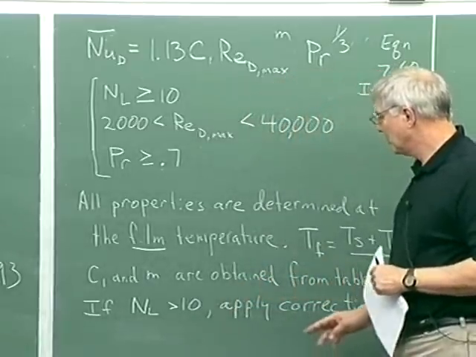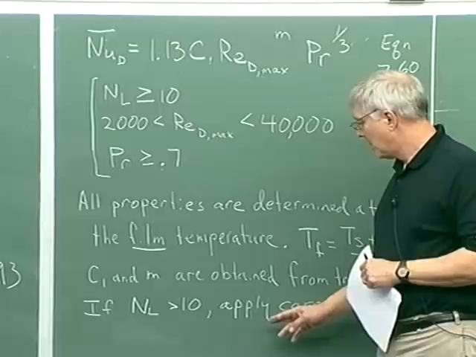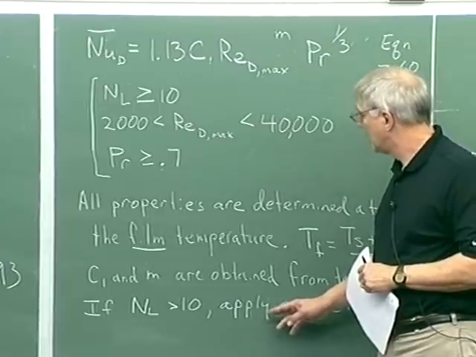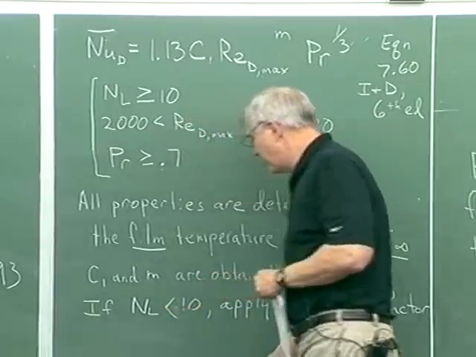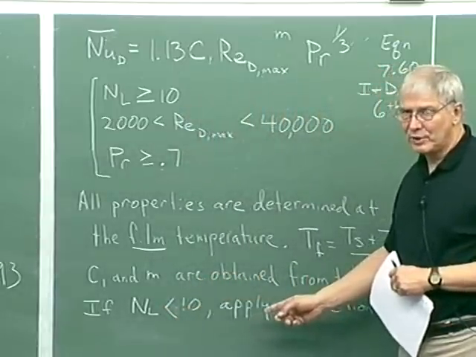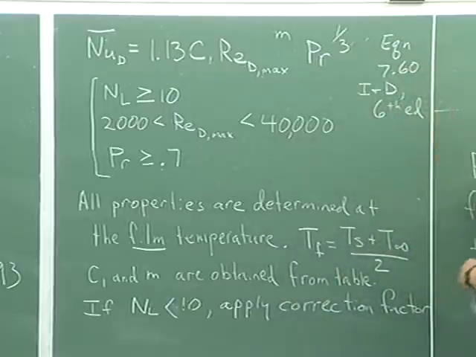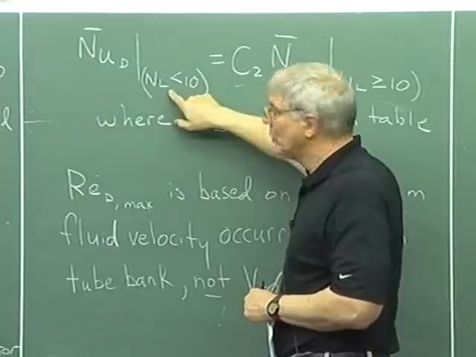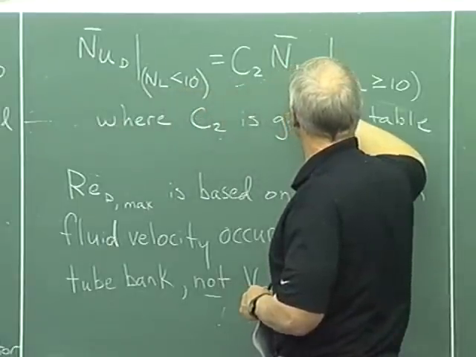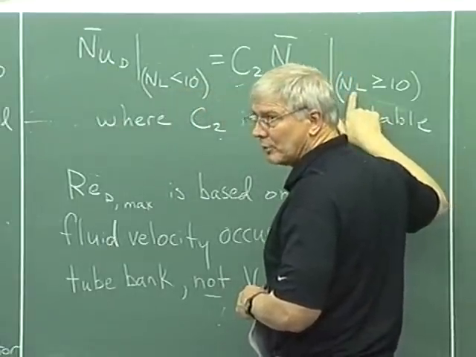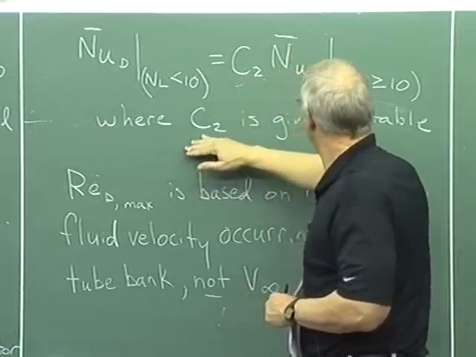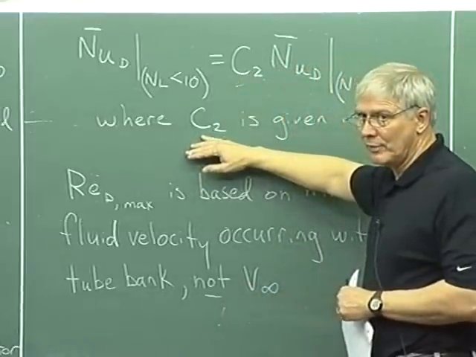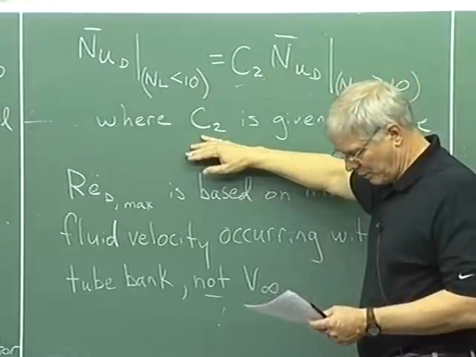Okay, now it's possible we could have, this should be a less than, it's possible we could have less than 10 tubes. So if we have less than 10 tubes, we can apply a correction factor. The Nusselt number, if we have less than 10 tubes, would be the Nusselt number that we calculated for 10 or more tubes times C2. C2 is given in a table. If you have the 6th edition of Cengel and DeWitt, you can find it there.